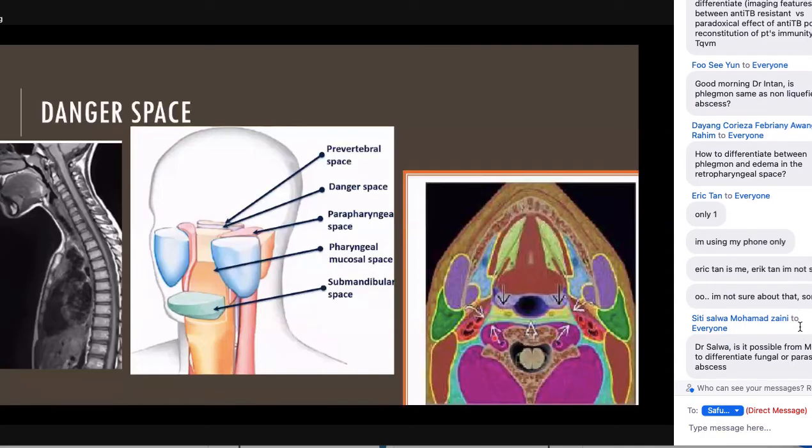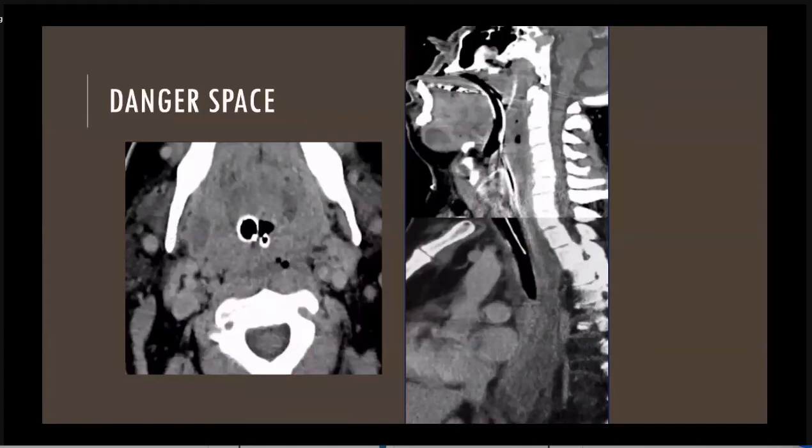Remember that I mentioned the retropharyngeal space extends inferiorly to the level of the thoracic inlet at around T2 level. The danger space will extend more inferiorly and can reach until the level of the diaphragm. As you can see in this example here, there is a rim-enhancing collection within the danger space that extends from the base of the skull and inferiorly into the thorax and until the level of the diaphragm.